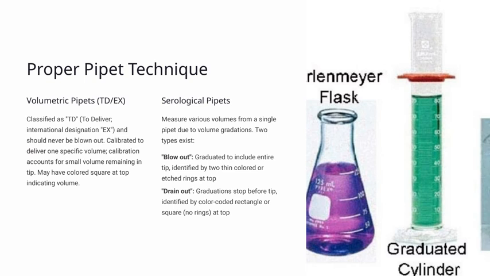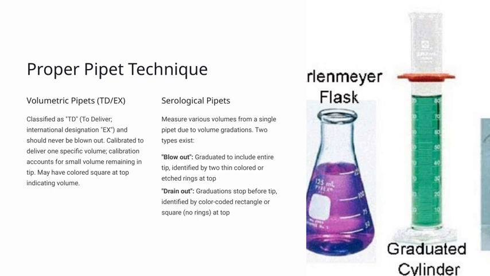Starting with volumetric pipettes, which are classified as TD or to deliver, and this is sometimes marked as X internationally. The key point here is that these pipettes should never be blown out. They are carefully calibrated to deliver a specific volume, and this calibration accounts for any small amount of liquid that remains in the tip. You might notice a colored square at the top of some pipettes. This indicates the volume they are calibrated to deliver. Remember, the main idea is accuracy, and following the proper technique ensures precise measurements.